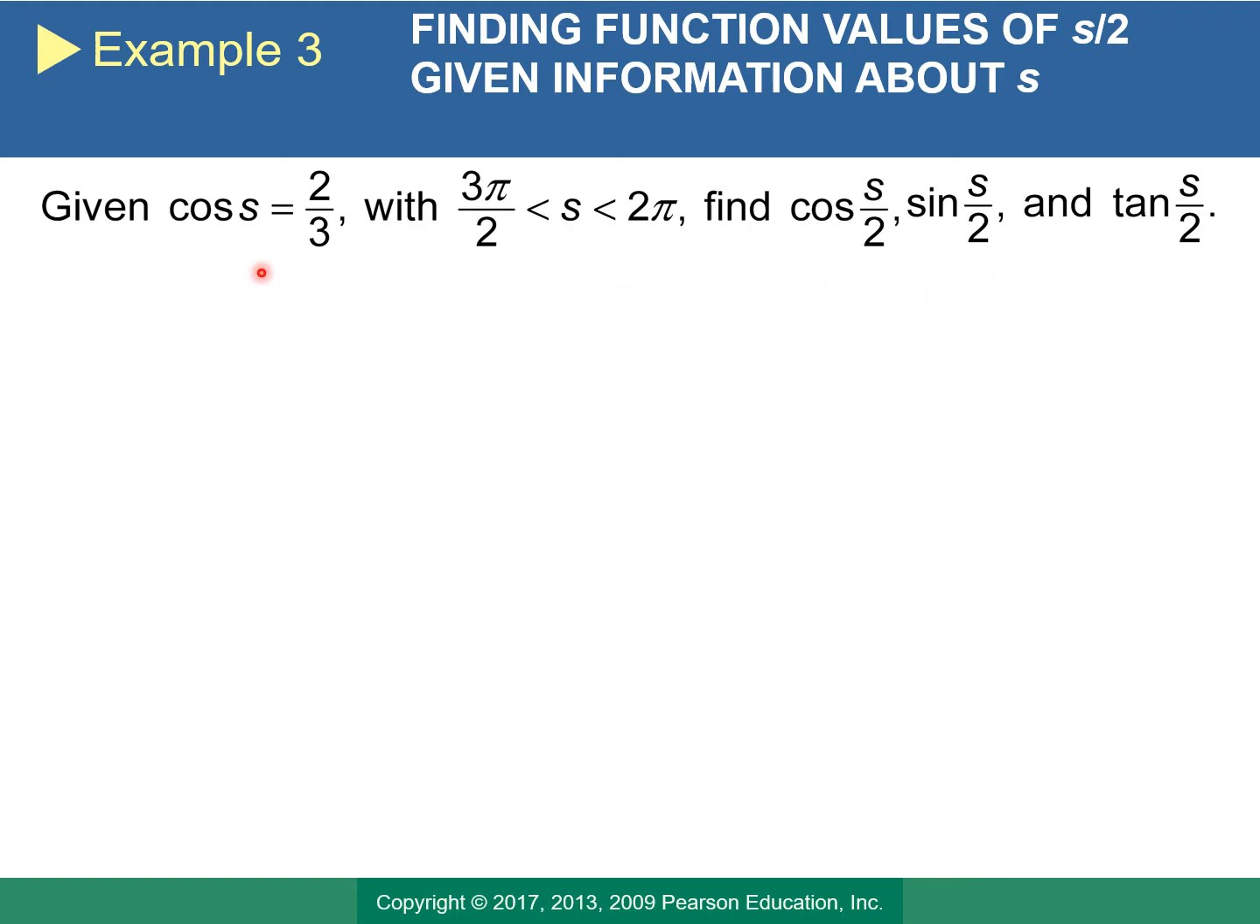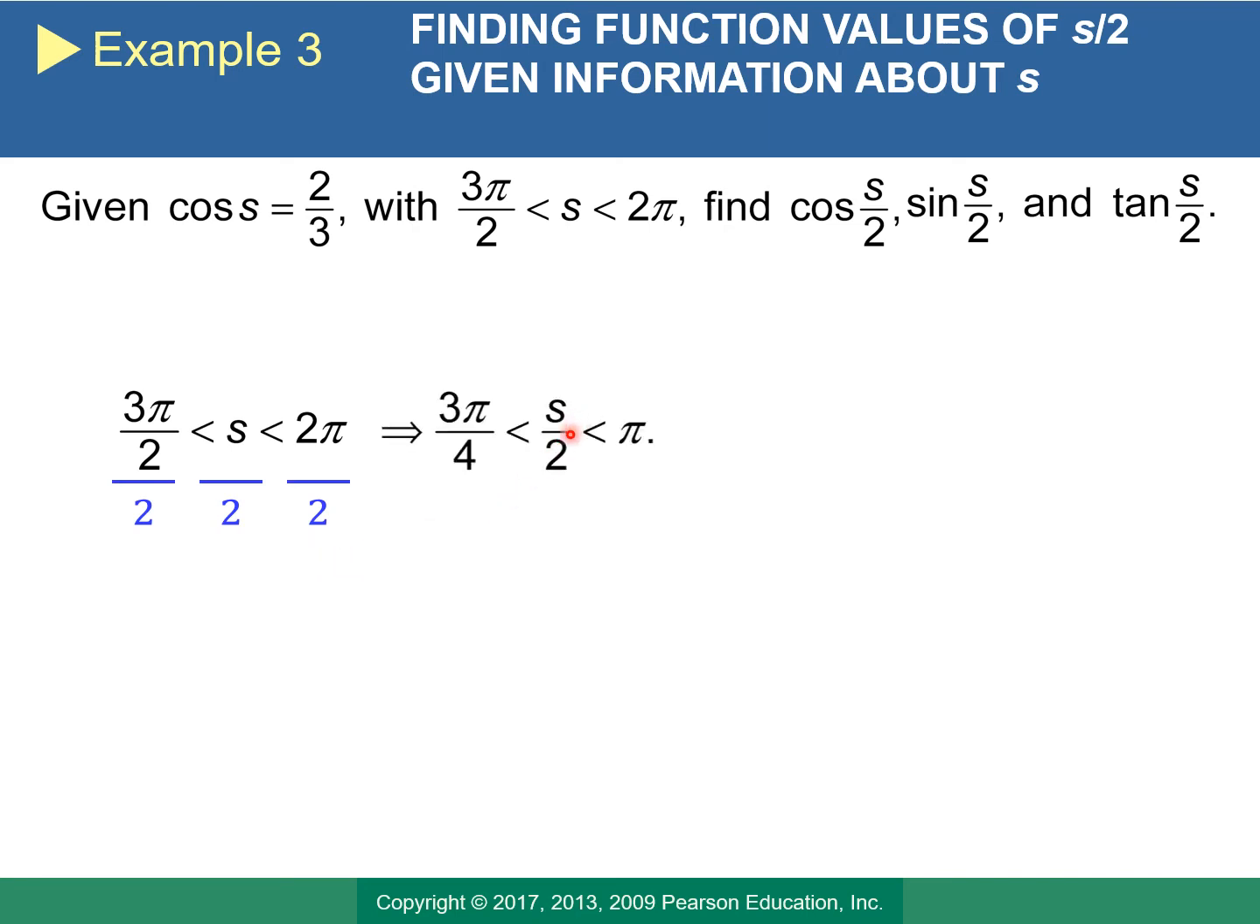Well, we don't actually know what the angle s is, and we don't need to know it. We just are going to use this fact that we're given that cosine s is 2/3, and we'll use our half angle formulas. Let's start with figuring out which quadrant half of s would be in. So we're told that s is between 3 pi over 2 and 2 pi, which is quadrant 4. Okay, so let's take half of that. So if we divide the lower end, s, and the upper end here by 2, it's going to tell us where half of s is at.